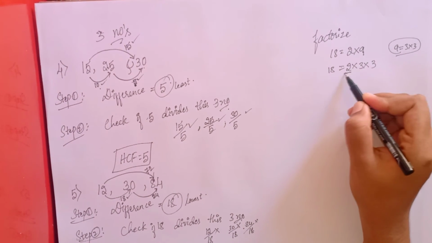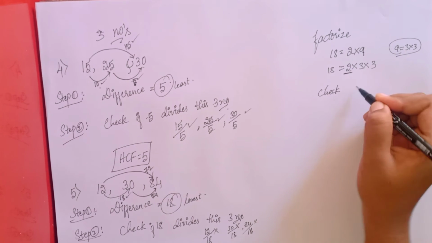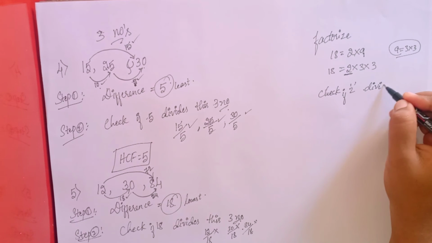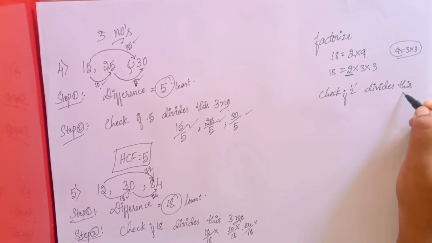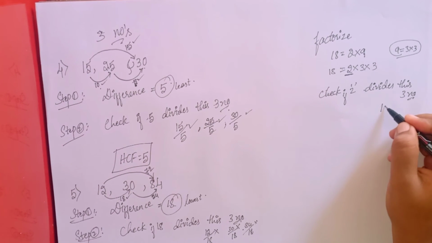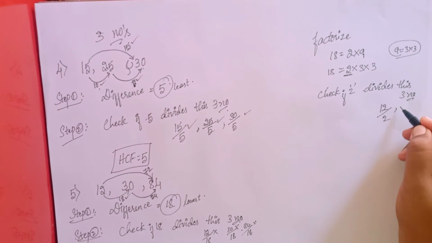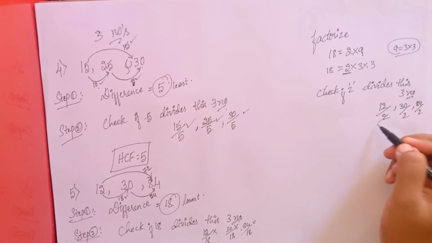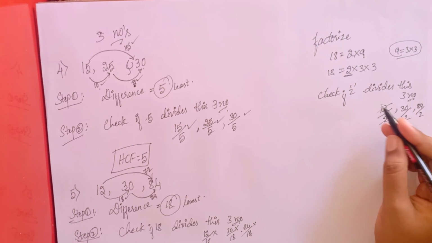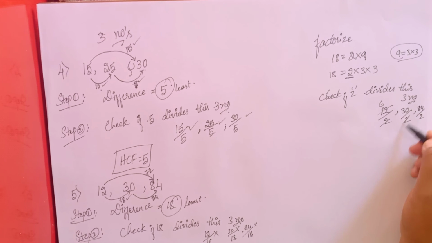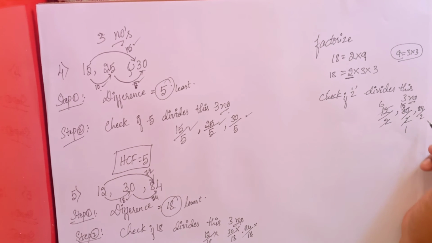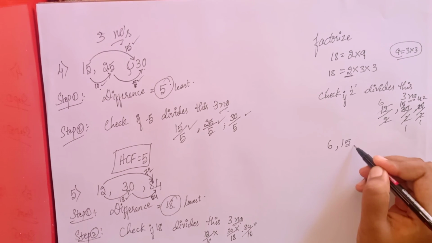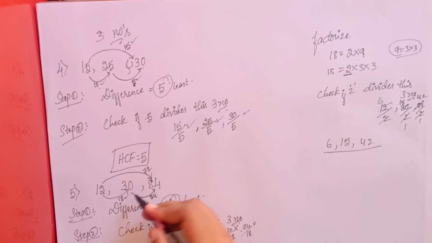So first I'll go with the 2. Check if 2 divides these 3 numbers. So what are the 3 numbers? We have 12, we need to check if it divides by 2, and 30 by 2, and 84 by 2. So if we check, what will we get? 2 sixes are 12, 2 fifteens are 30, and 2 forty-twos are 84. So we got the numbers 6, 15 and 42. So these numbers will reduce to this.